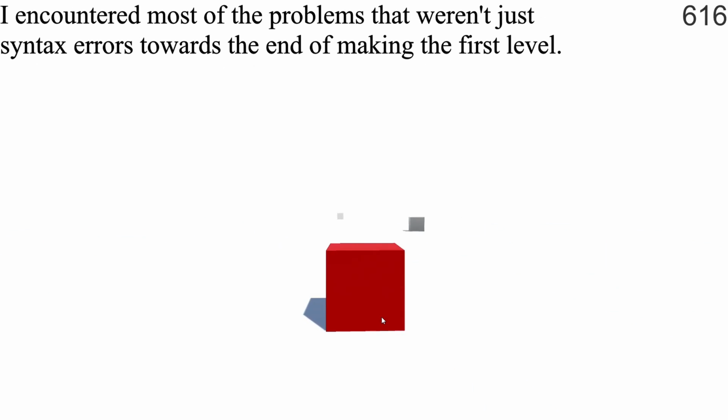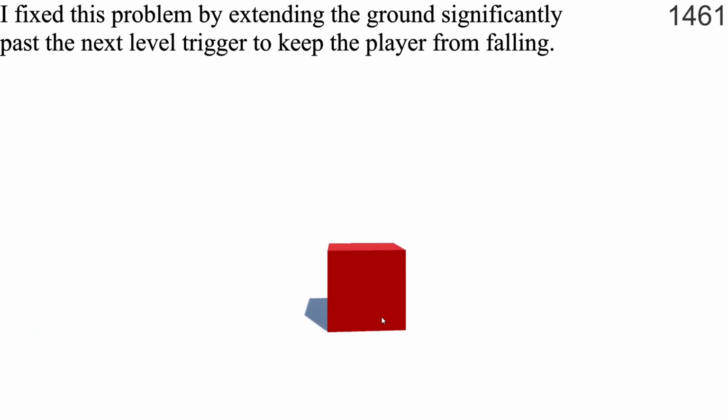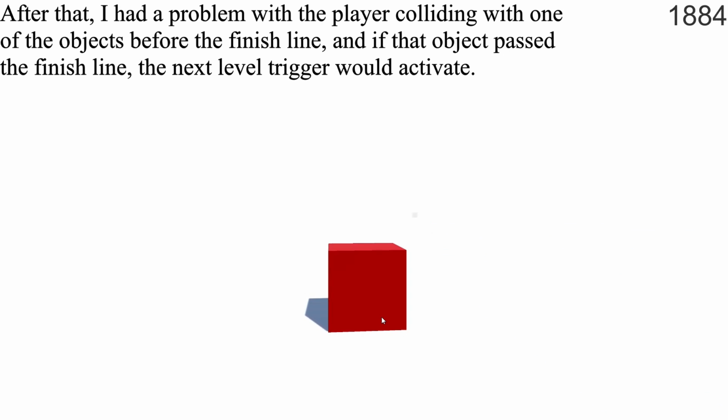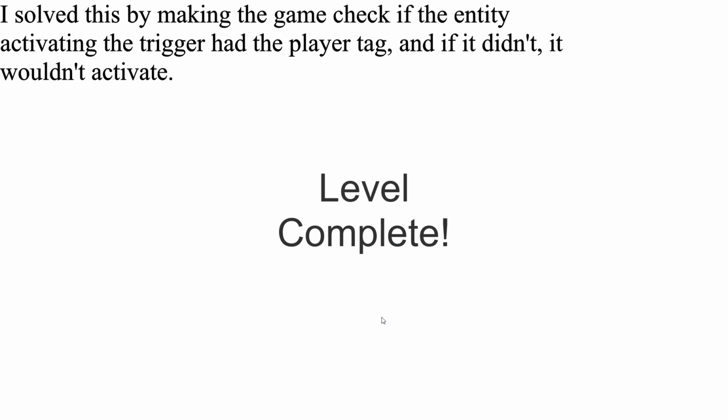I encountered most of the problems that weren't just syntax errors towards the end of making the first level. One of the first issues was that once the player completed the level, they would fall off the map. Since the next level trigger was at the end of the ground, it would activate the failure trigger before the next level event loaded. I fixed this problem by extending the ground significantly past the next level trigger to keep the player from falling. After that, I had a problem with the player colliding with one of the objects before the finish line. If that object passed the finish line, the next level trigger would activate. I solved this by making the game check if the entity activating the trigger had the player tag, and if it didn't, it wouldn't activate.